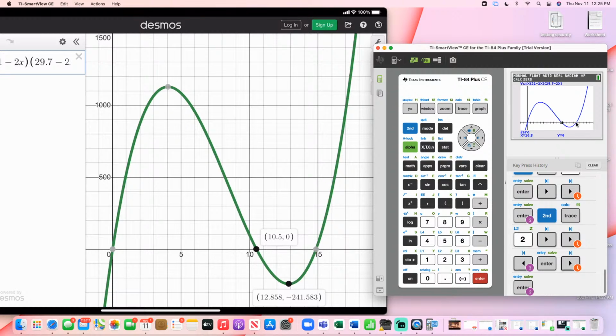You can get 10.5, and you're gonna try to get the other one. You and your friends try to get the other point here, roughly 14.85. See if you can get 14.85 using the zero. That means you're looking for the zero of the function. Very, very useful tool.